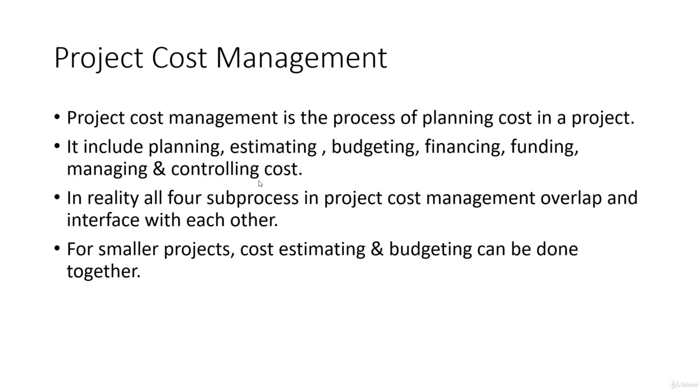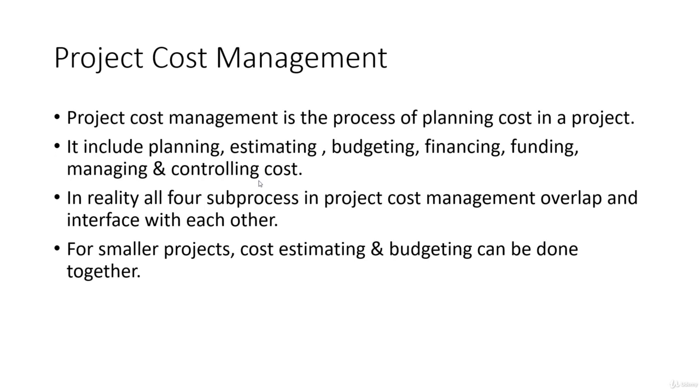It has four sub processes: plan cost management, estimate cost, determine budget, control cost. Again, everything is in line with all the knowledge areas we have covered so far. So don't get confused. Remember, for all the knowledge areas, we need to plan things, we need to perform certain actions to determine them, estimate them, and then control them. This knowledge area is also in line with that.